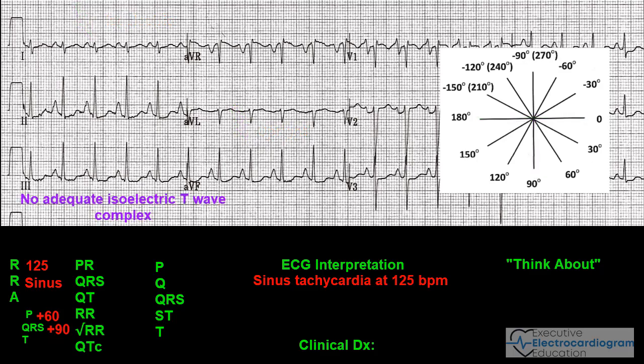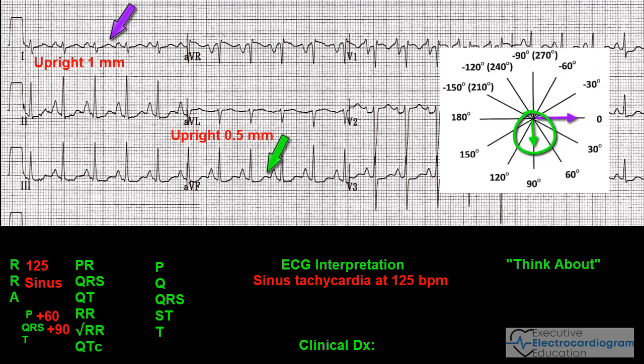As there is no adequate isoelectric T wave complex, we will use the graph method to figure out the T wave axis. The T wave is upright approximately 1 millimeter in lead 1, suggesting that it is going toward lead 1 approximately this amount. The T wave is upright 0.5 millimeters in lead AVF, suggesting that the T wave vector is going toward lead AVF approximately this amount. If we extrapolate, we find that the T wave axis is approximately positive 30 degrees. As this is between 0 and positive 90 degrees, this is normal.